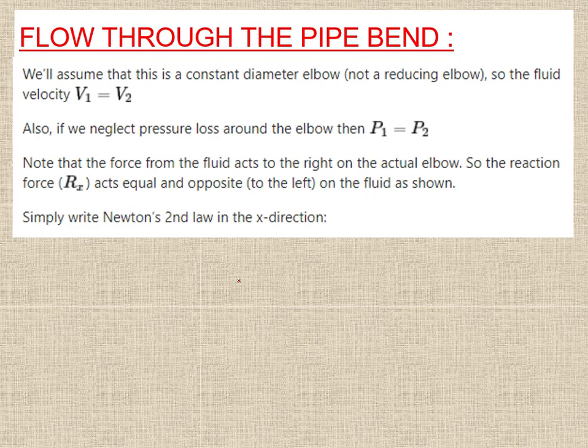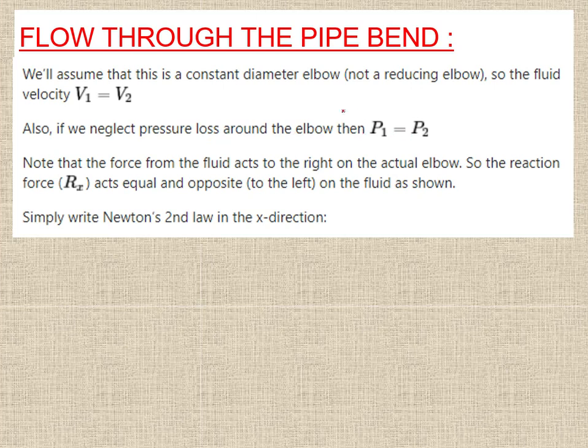Here we will assume that this is a constant diameter elbow. The diameter of the elbow is not changing or reducing. So the fluid velocity V1 is equal to V2. Since the area is the same, Q1 is equal to Q2. If the area is the same, then V1 will be equal to V2. Also, if we neglect pressure loss around the elbow, then P1 will be equal to P2.